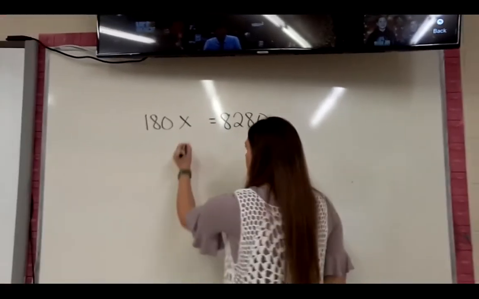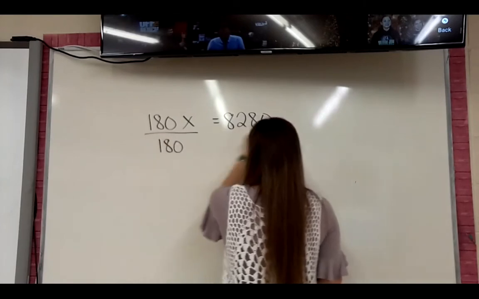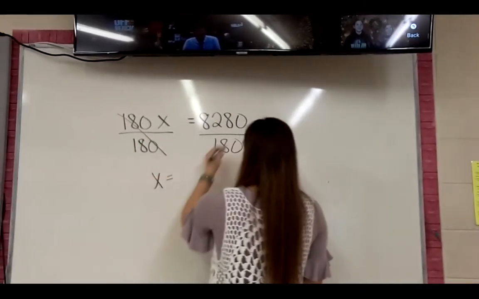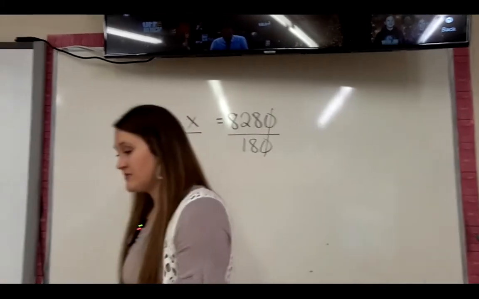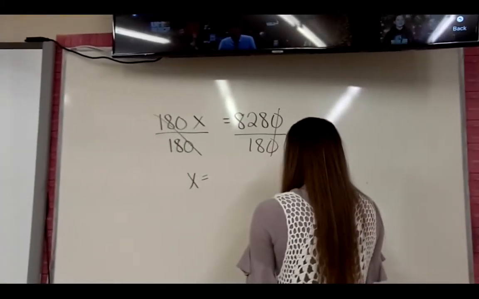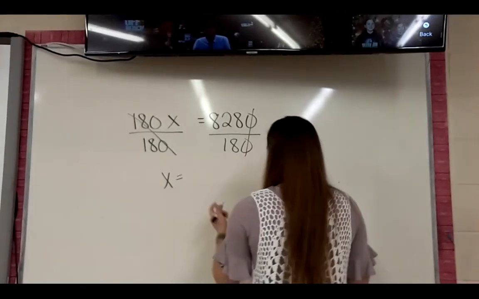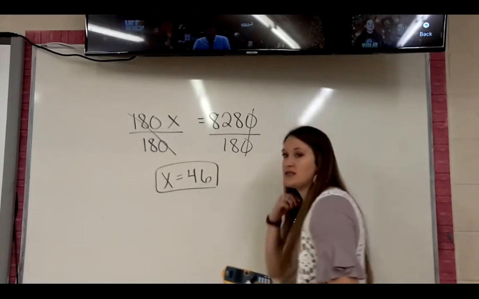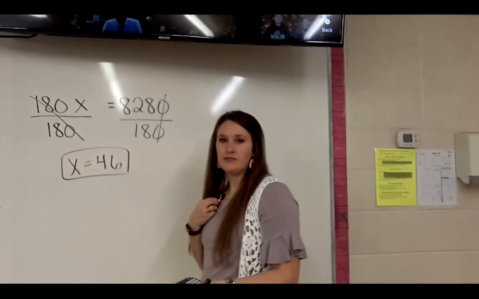So now to solve this, we divide both sides by 180. The zeros cancel, so we have 828 divided by 18, and that equals 46. So there were 46 permits sold. That's what that's talking about.